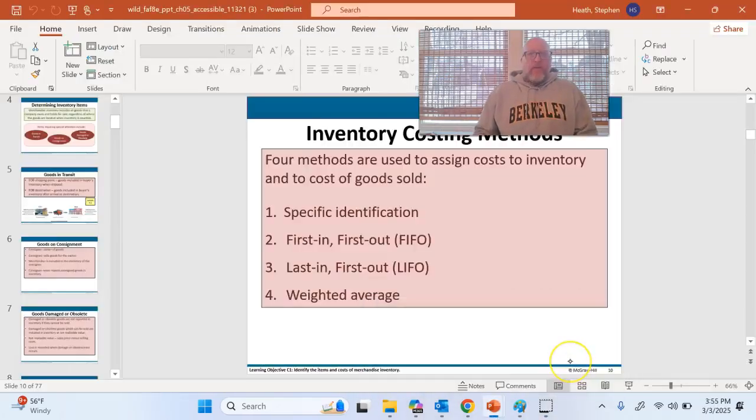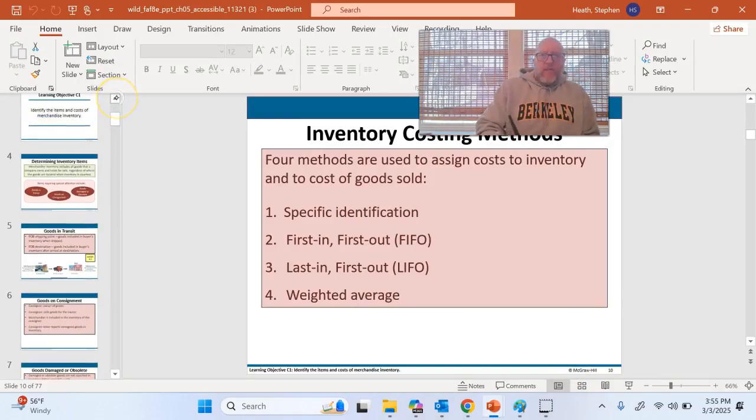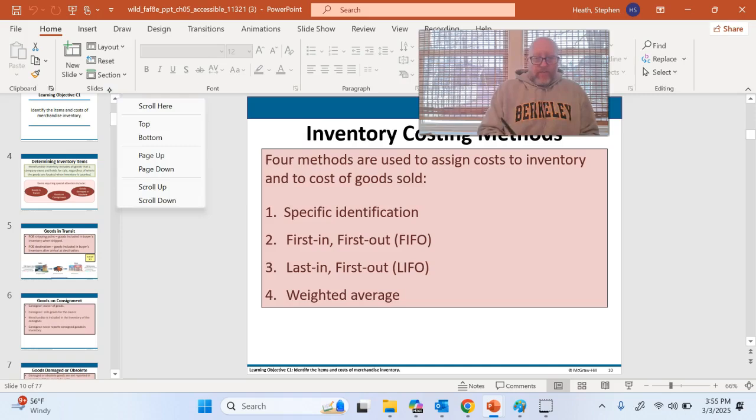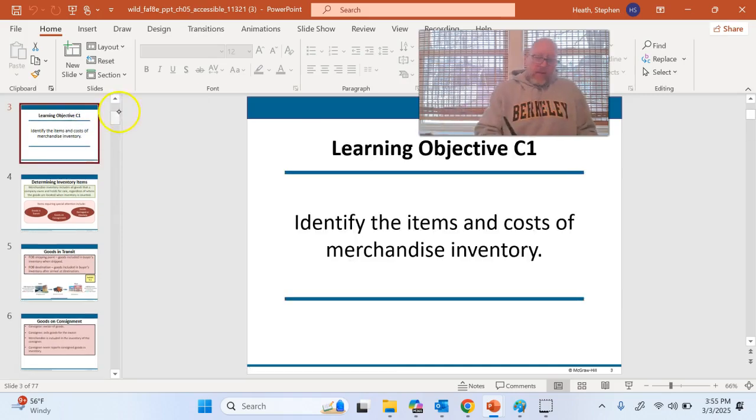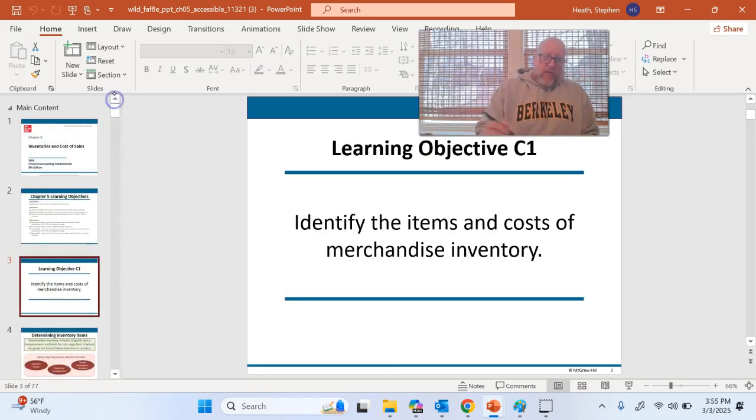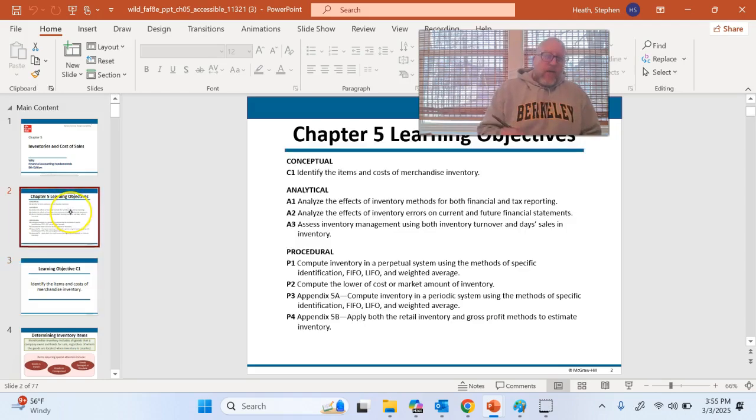All right, chapter 5. Chapter 5 is a continuation of inventory costing. And at the end of this video, it's probably the most important part to watch, because the ending will set up the rest of the different lectures. But we're going to continue with this idea that we're going to cost our inventory.